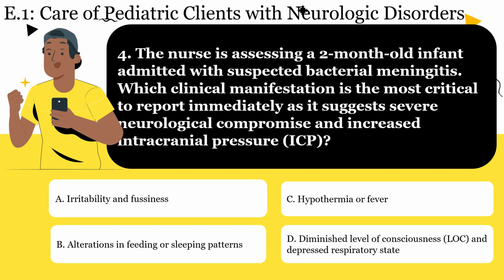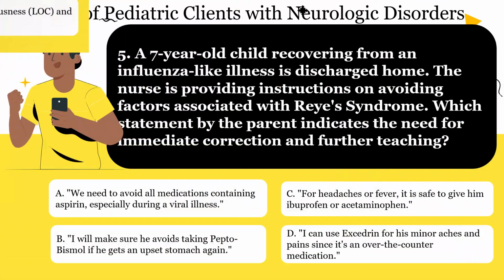depressed respiratory state. So A, B, and C are expected in a patient with bacterial meningitis. But if there is already a diminished level of consciousness and depressed respiratory rate, it actually signifies that there is a progression of the disorder. Number four, letter D. Let's now have number five.